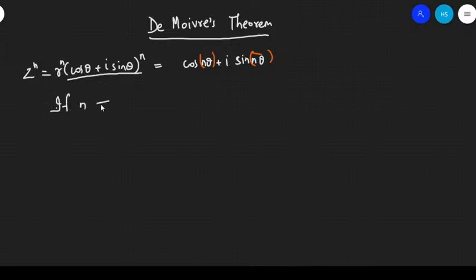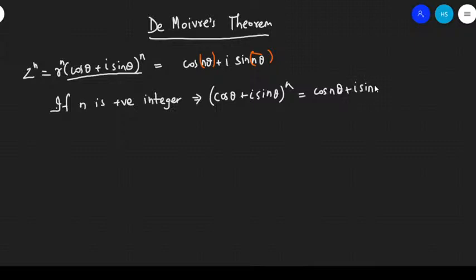if n is a positive integer, then (cos theta plus iota sin theta) raised to power n is equal to cos n theta plus iota sin n theta.